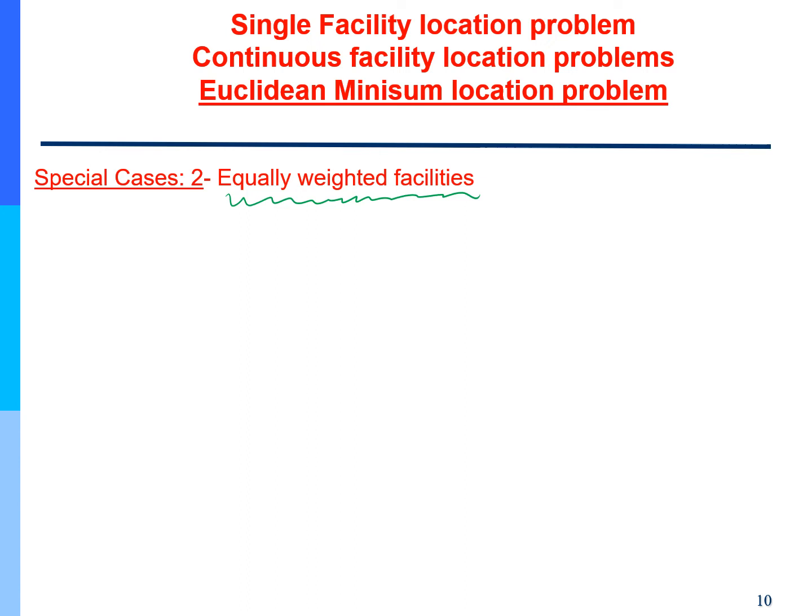Simply, I will demonstrate two versions of it. If we have four existing facilities with equal weights, where is the optimal solution? How do we find it? So let's assume that this is your first existing facility, this is the second one, this is the third one, and this is the fourth one.